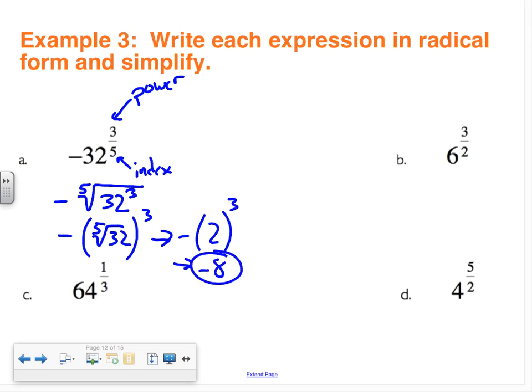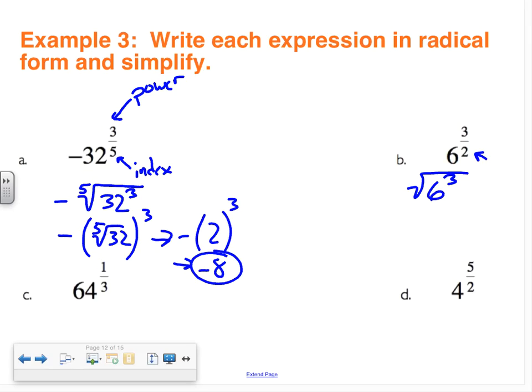All right, let's look at 6. Let's go ahead and rewrite this. Since the index is 2, that's just an old-fashioned square root, index of 2. So it's going to be the square root of 6 to the 3rd power. Now, I don't really know what 6 to the 3rd power is off the top of my head, but I can certainly pull my calculator out and write it down.